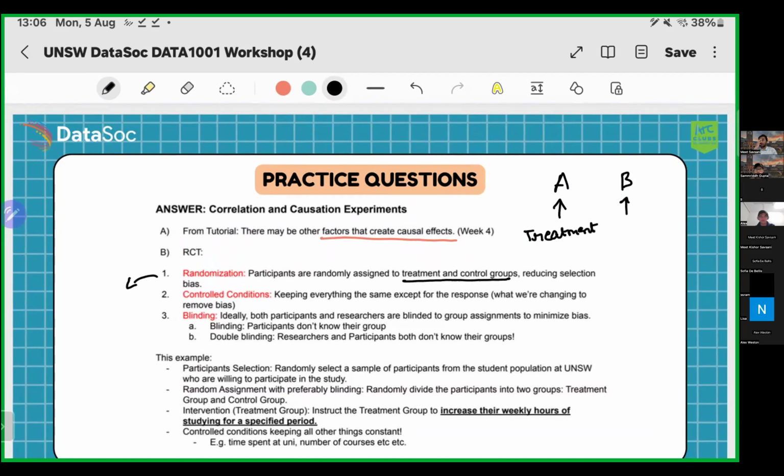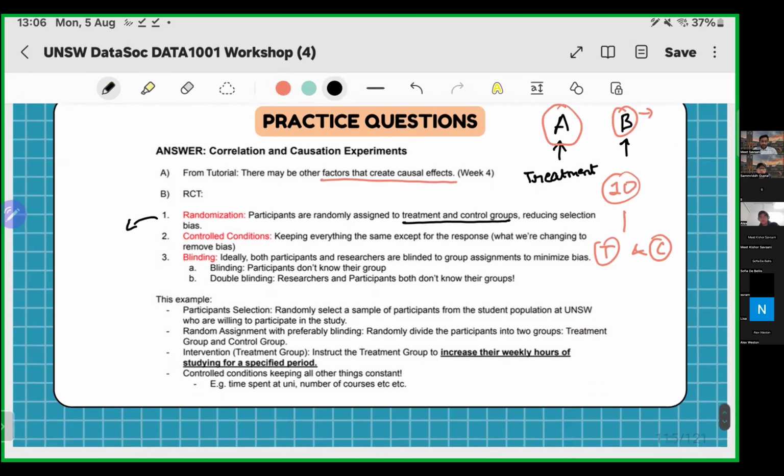So for example, if you want to see how morning lectures affect your studies, all the students in A will have the morning lecture starting from 9 a.m. and all the students in B will not have morning lectures. So at the end of week 10, if you see the grades, you can make a comparison between your treatment group and control group and see how morning lectures affected your study.